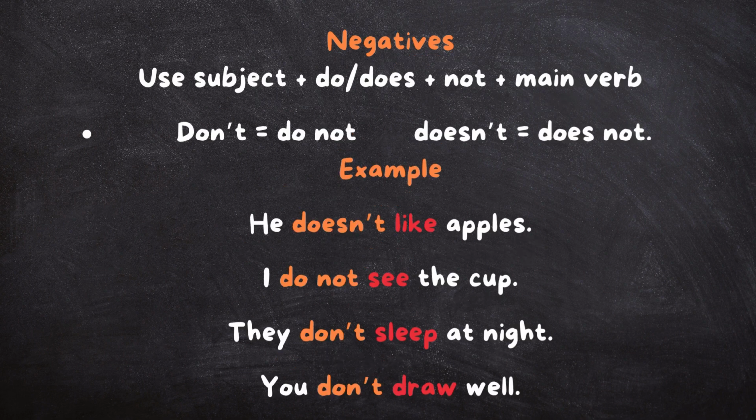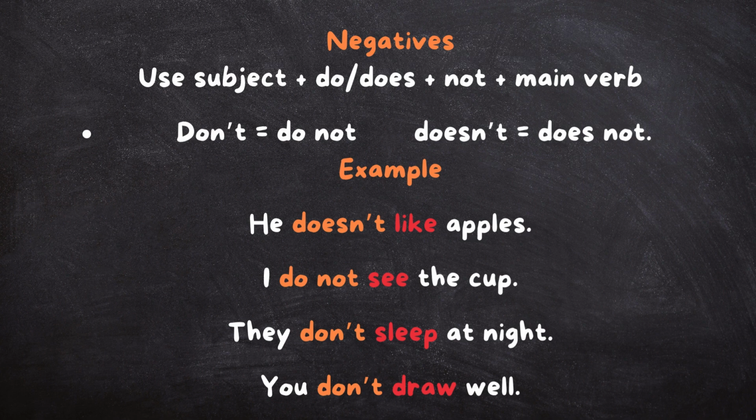Now, how do we use it to form negatives? For negatives, we use the subject plus do or does, depending on the subject, remember, plus not, plus the main verb. And you can also take into consideration that instead of using do not or does not, you can say don't, which is a contraction or the short form of do not. Or you can use doesn't, which is the short form of does not.